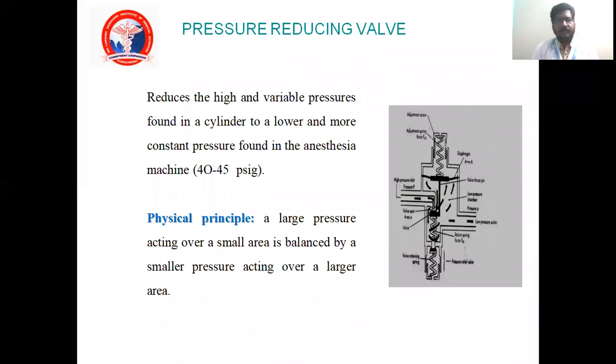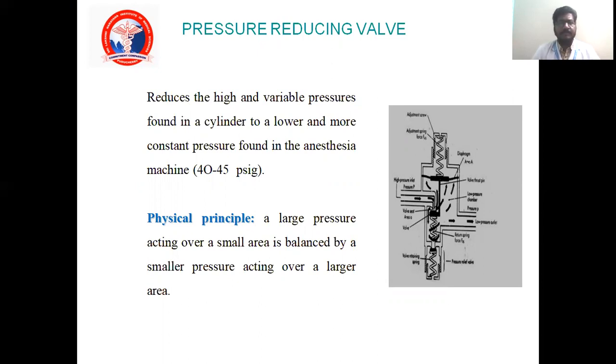Then coming to the pressure reducing valve. The pressure reducing valve reduces the high and variable pressure found in the cylinder. The cylinder, as we discussed earlier, has high and variable pressures, for example, 1900 psig in case of oxygen and 750 psig in case of nitrous. These high and variable cylinder pressures are reduced to a low and more constant pressure with the help of the pressure reducing valve, delivered to the anesthesia machine at 40 to 45 psig.